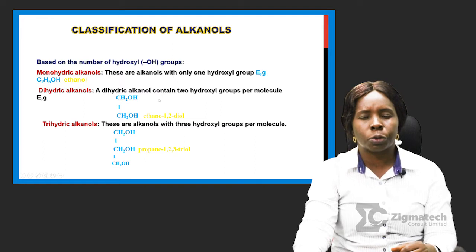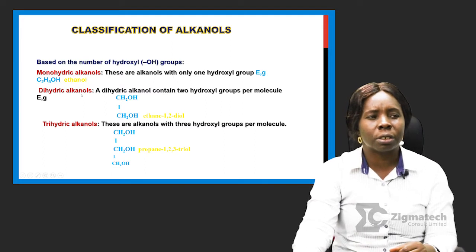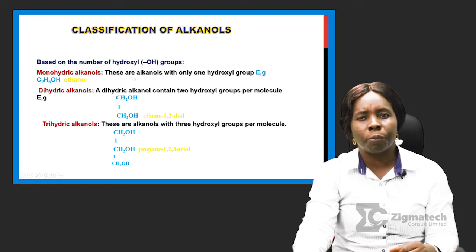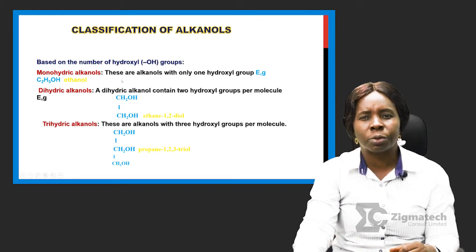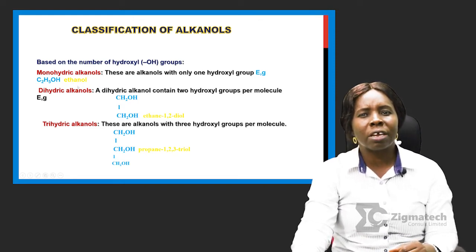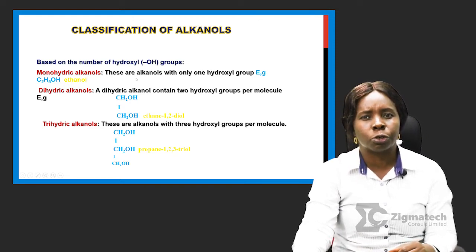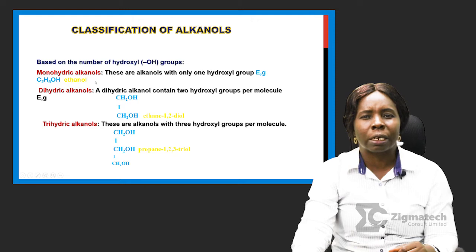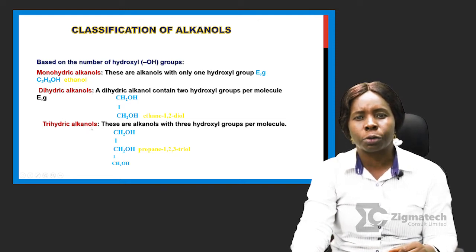Classification of alkanols. We have two main classifications of alkanols. We have classification based on the number of hydroxyl groups in the compound, and classification based on the number of alkyl groups in the compound. So we take, first of all, classification based on the number of hydroxyl groups. We can classify alkanols as monohydric alkanols, dihydric alkanols, and trihydric alkanols.